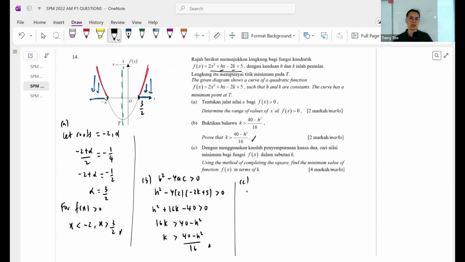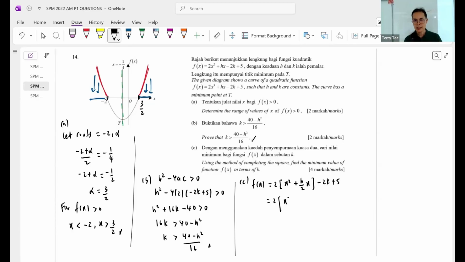All right. Okay, C. Using the method of completing the square, find the minimum value of function f(x) in terms of k. Okay, now we're going to complete the square. Remember in completing the square, first step, you need to factorize. Let's take out your 2. You're left with x squared plus h over 2 x. Now, your minus 2k plus 5, I like to keep it outside. You want to divide by 2 also can, but it's just a lot more fractions, so I prefer to leave it outside. Okay. Next, we're going to add a number.